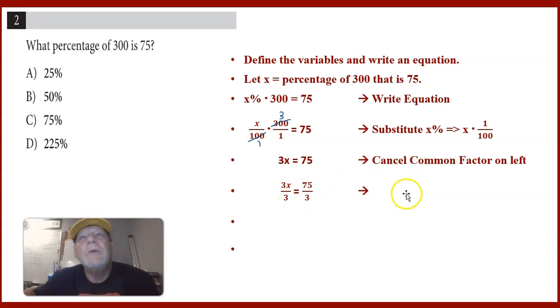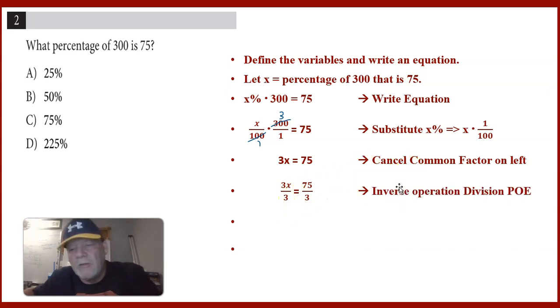So I use what's called the division property of equality to solve this using the inverse operations. That's called division. POE is property of equality. So I divide both sides by the same number, which happens to be 3. And this 3 cancels, common factor of 3. And I have x equals 25 divided by 3.